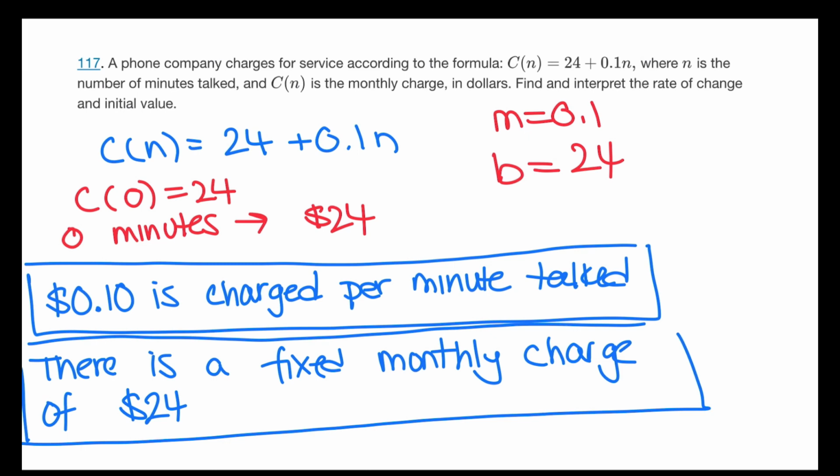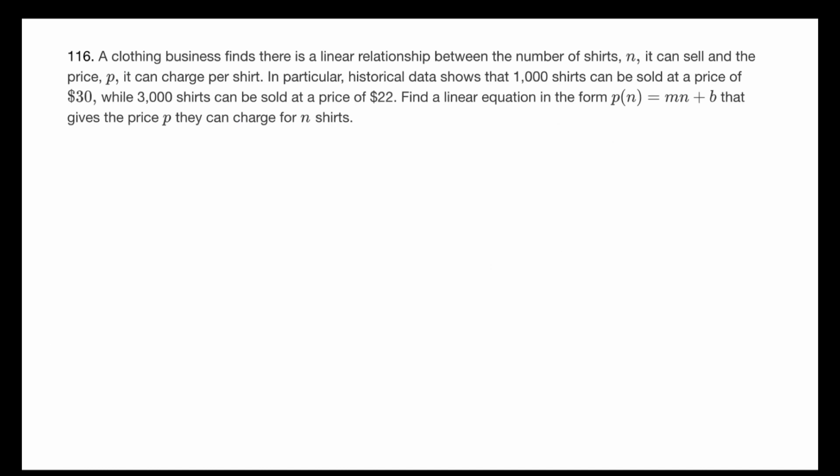All right, let's do one more application problem. My last example says, a clothing business finds that there is a linear relationship between number of shirts, N, it can sell, and the price, P, it can charge per shirt. In particular, data shows that 1,000 shirts can be sold at a price of $30, while 3,000 shirts can be sold at a price of $22. Find a linear equation of the form P of N equals mN plus b that gives the price they can charge for N shirts. So we're writing a linear function, and they're actually giving us 2 points.